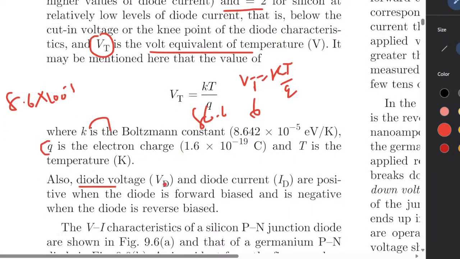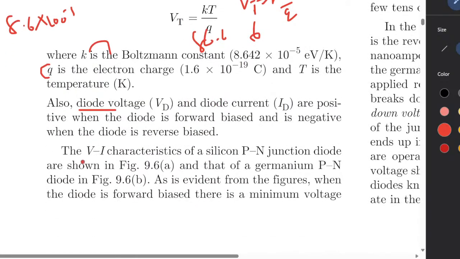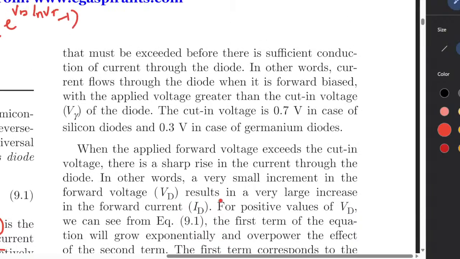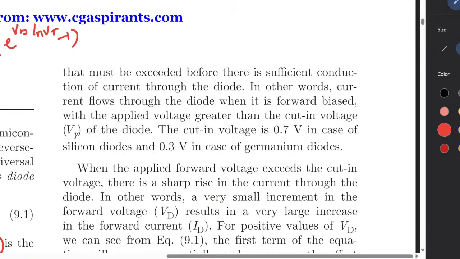So the diode voltage and the diode current are positive here. This is the VI characteristic of the PN junction diode, as evident from the figure. When the diode is in forward bias condition, the minimum voltage VD must exceed a certain value before there is sufficient conduction of current through the diode.